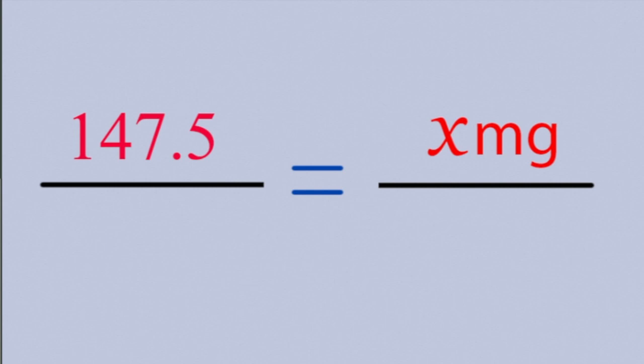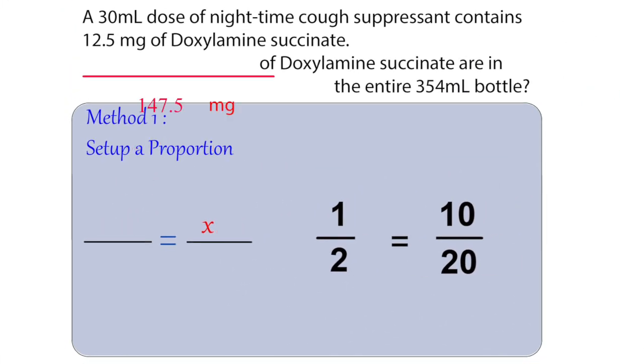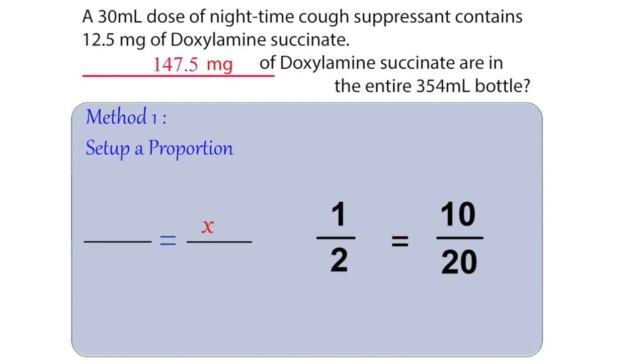So, based on the proportion of 30 milliliters to 12.5 milligrams of doxylamine succinate, 147.5 milligrams would be used in a 354 milliliter bottle.